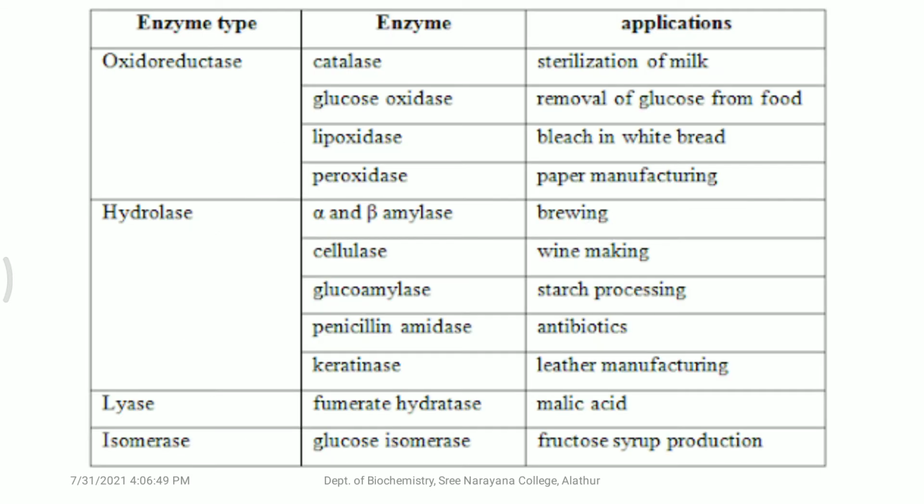Okay. And hydrolases, beta and alpha amylase is used in the brewing industry. Cellulase is used during winemaking. Glucoamylase is used in starch processing. Penicillin amidase is used in antibiotics, etc. So make a note of these slides as well.